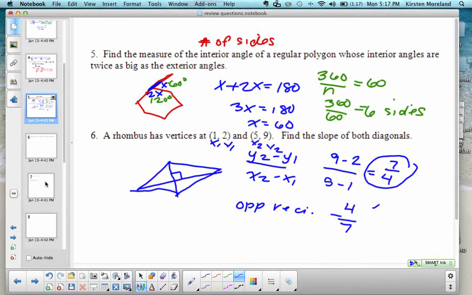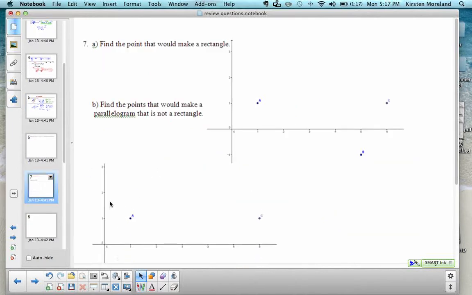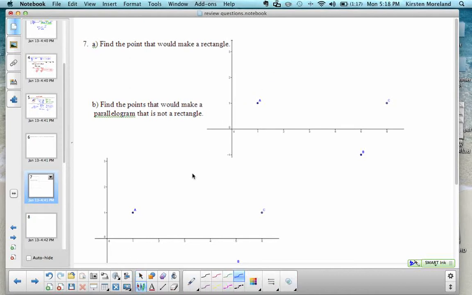Alright, and the next one is pretty tricky if you haven't done a lot of these. Okay, so first it says find a point that would make a rectangle. So to do this, I'm going to use the straight line tool. So first I'm going to connect A to B, and then B to C. So that's what makes it start to look like a rectangle.